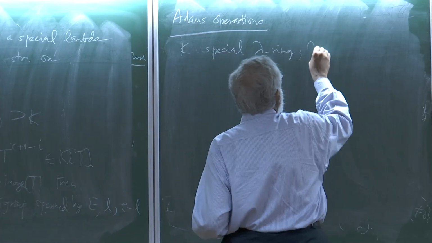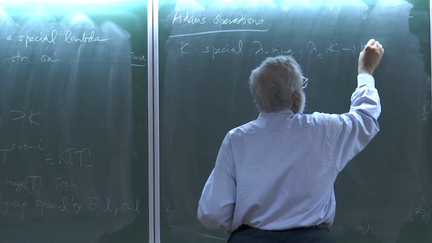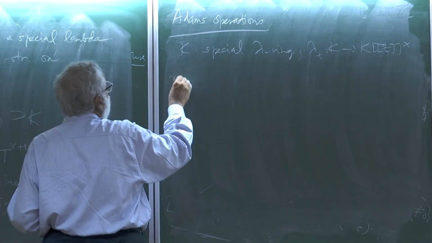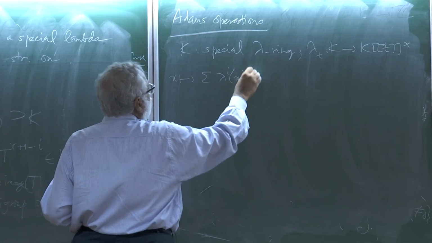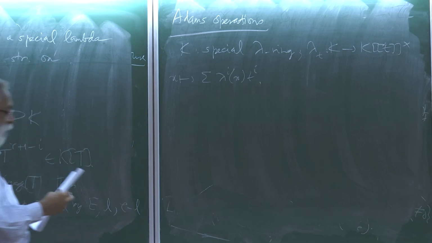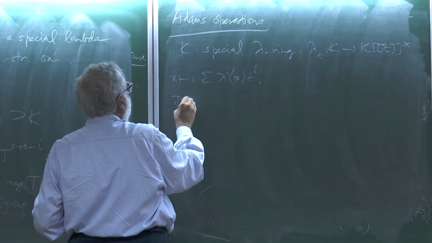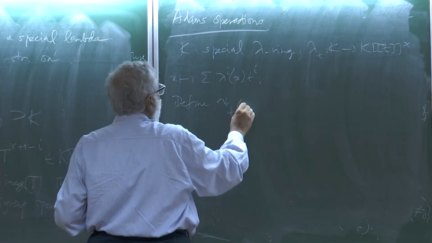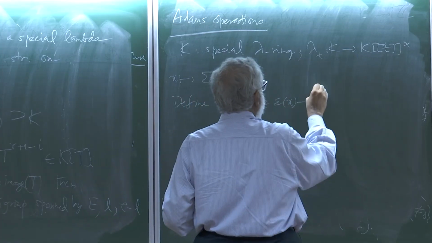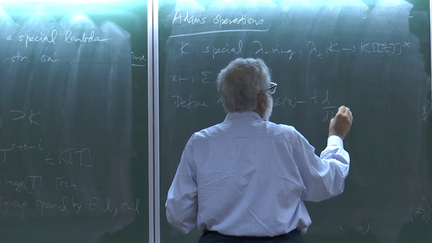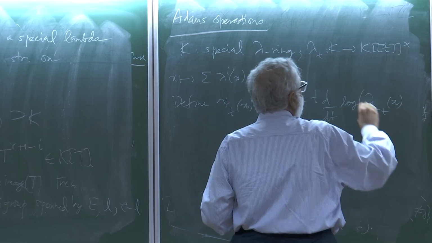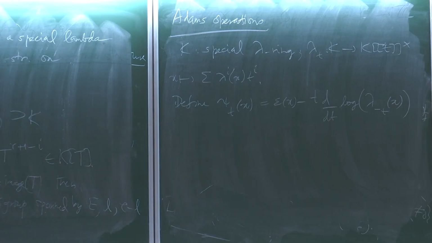Lambda_t, K to K power series in t, x goes to the sum of lambda^i(x) t^i. And now you can do operations on the other side. So I can define psi_t(x) to be epsilon(x) minus t d/dt log of lambda_{-t}(x). You can do it. You can write this down.